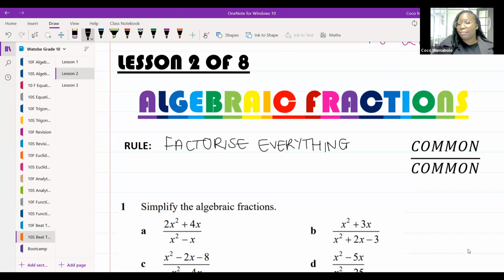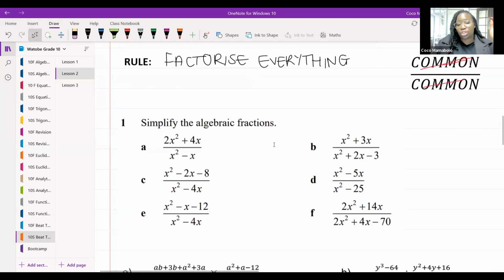After we're done factorizing, we're going to look at our fraction and see if there's something common on the top and on the bottom that looks exactly the same that we can cancel. So we're going to start with this question over here. If I look at question A, it says simplify the following algebraic fractions.